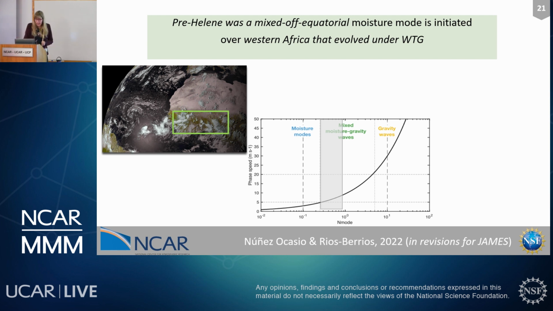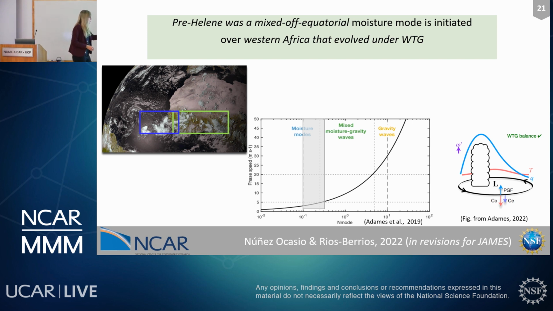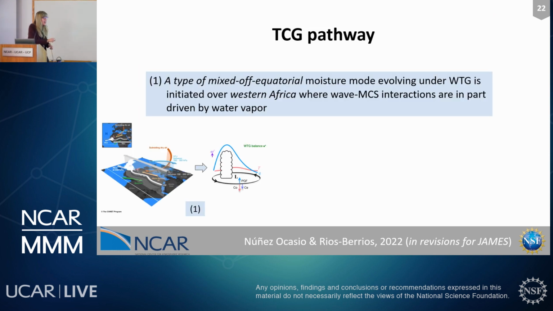But the idea is that as the system approaches more and more the west coast of Africa and the Atlantic waters, it becomes more of a moisture mode. And so water vapor begins to be a more and more important factor in the evolution of the system. With that idea, we're proposing a tropical cyclogenesis pathway. The first step of this pathway is that a type of mixed equatorial moisture mode evolves under weak temperature gradient. It's initiated over Western Africa, where we have sufficient wave-MCS interaction, enough monsoon moisture and convection that interacts with the wave, and water vapor becomes a more dominant factor.